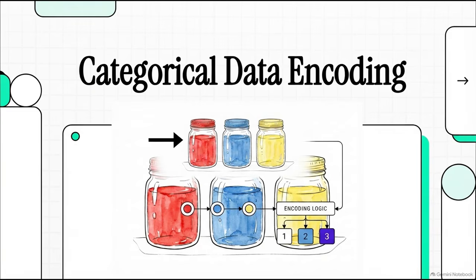All right, welcome to this explainer. Today, we're jumping straight into a massive challenge in the modern data workflow, and that is categorical data encoding. Getting this right is absolutely crucial for building machine learning models that you can actually trust.